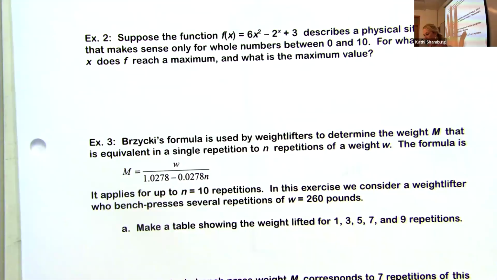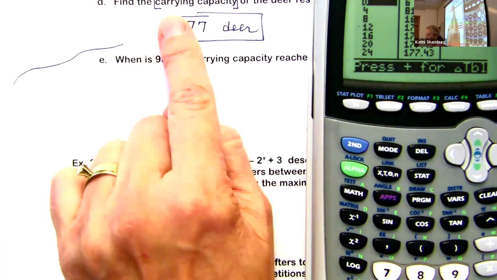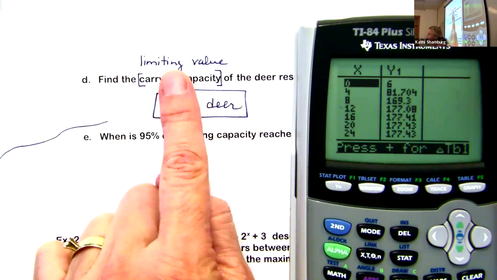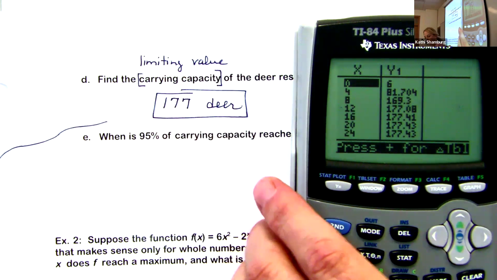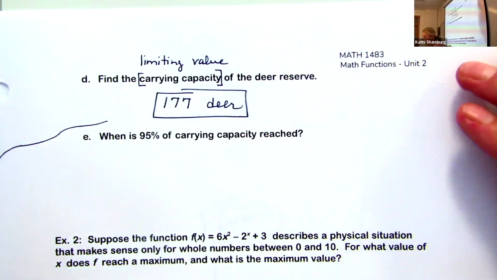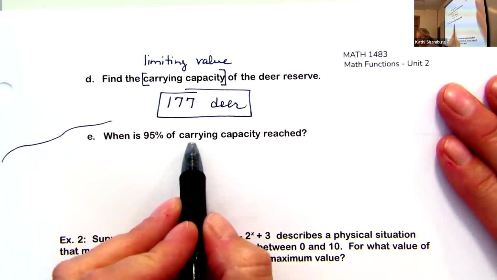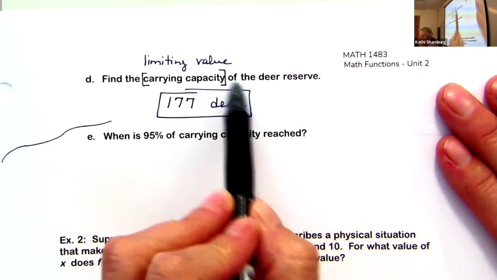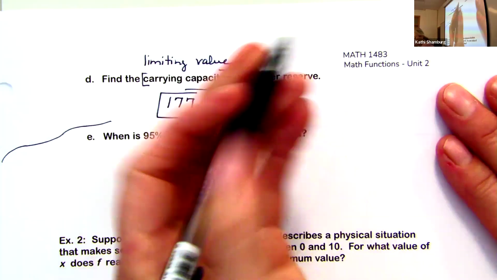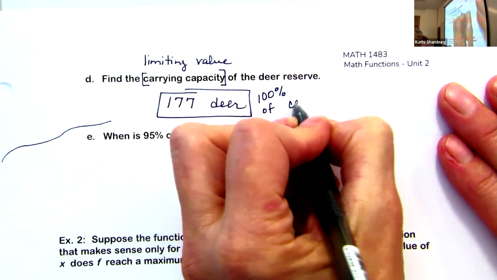We had looked at the carrying capacity, which we said, hey, this is our limiting value, and we had established that at 177 deer. Okay, so just to bring it back up to date where we're at. All right. Part E says, when is 95% of carrying capacity reached? Okay, y'all, this is our limiting value. This is our carrying capacity. So this is 100% of capacity here.